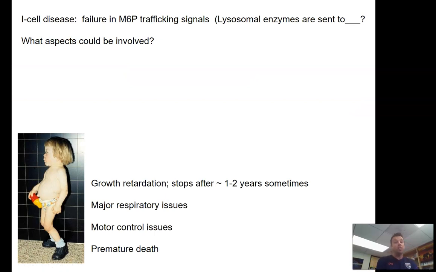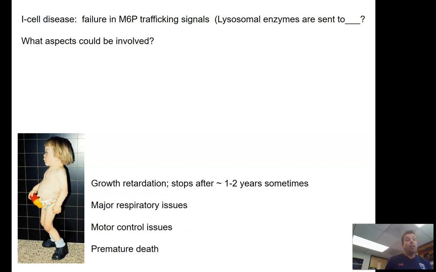Someone with I-cell disease, though, this is a very dramatic phenotype. Unfortunately, this causes growth retardation, so they stop growing right around 1 to 2 years of age. Major respiratory issues, major motor control issues, and most of these patients unfortunately die certainly by age 4 or 5.